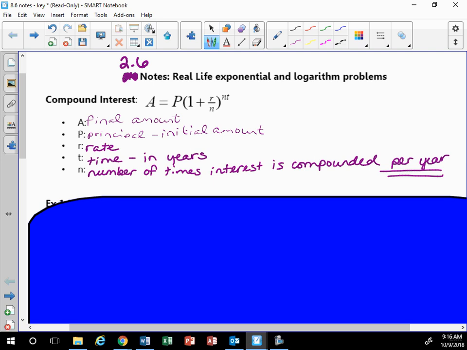All right, guys. So let's look at N, number of times it's compounded per year. So if the problem says monthly, how many times per year do you think that's going to be? 12. If it said daily, 365. What about quarterly? 4. Semi-annually? 2. Okay. Does that make sense? So you're just looking at how many times in 1 year does it get compounded.